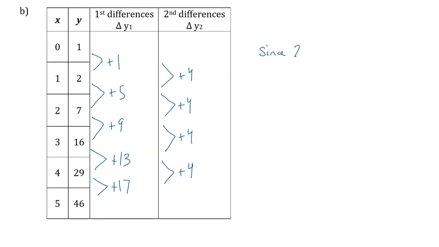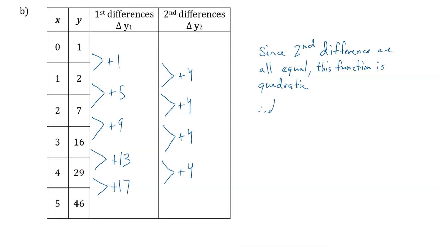So since second differences are all equal, this function is quadratic. Again, it did say in the question, state the degree. So just to make sure on an assessment that I'm satisfying the instructions, I'm going to say degree equals 2. I'm not going to even just leave it at quadratic.